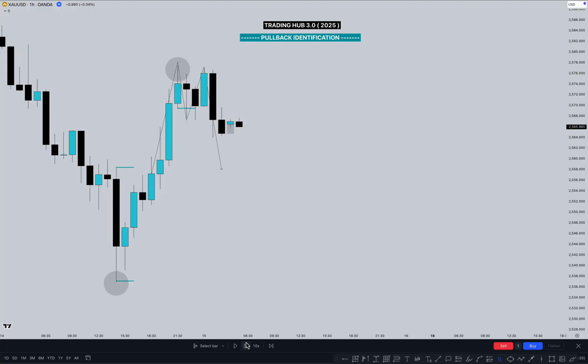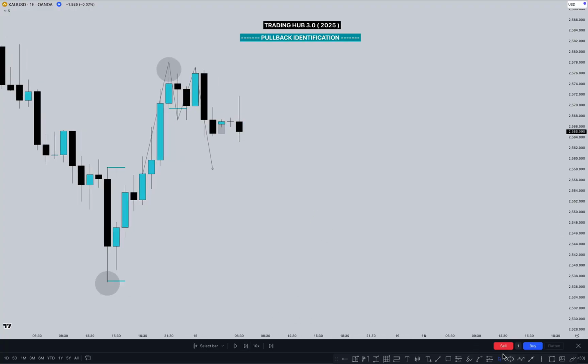Okay, so let's see what happened next here. We can see clearly that the market breaks the previous candle high. Okay, so this point becomes our valid pullback. Of course, yes or no?